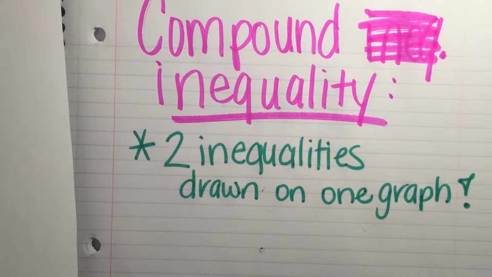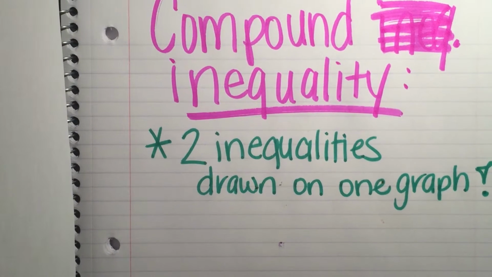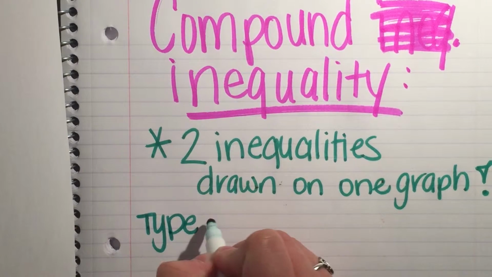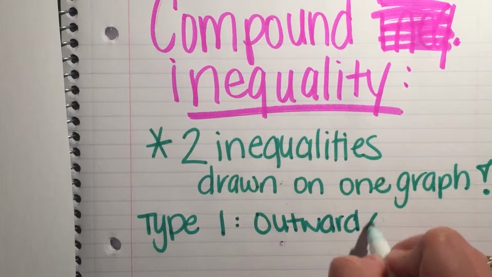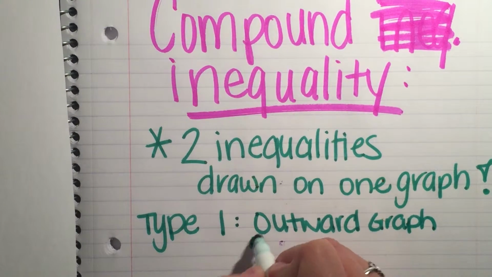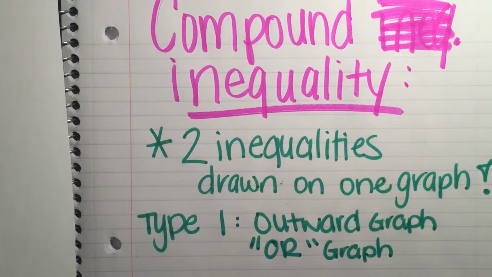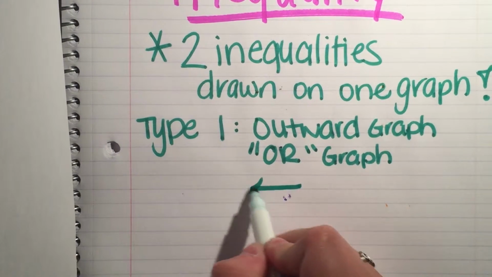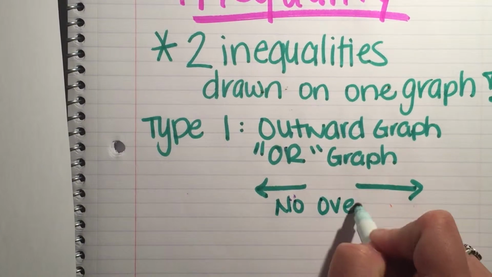Compound inequalities. That is when you have two inequalities that are drawn on one graph. So that generally means that they're going to share a graph. There's two types. Type 1, outward graph, sometimes called an OR graph. That means that your inequalities will face outward or away from each other, and there will be no overlap.